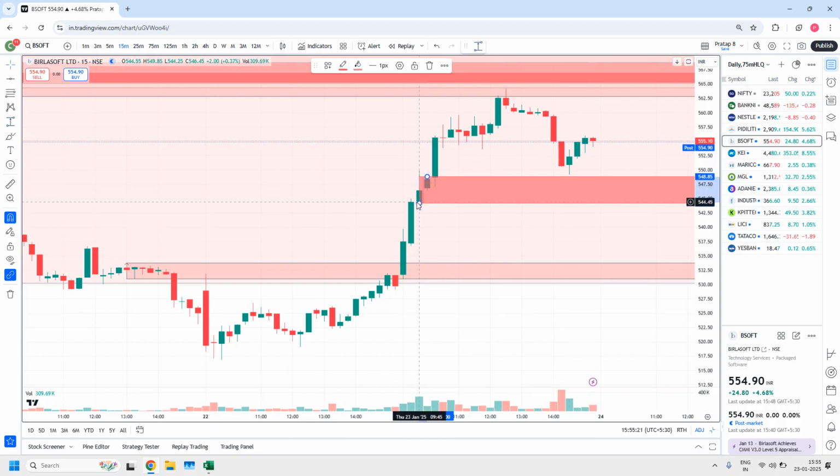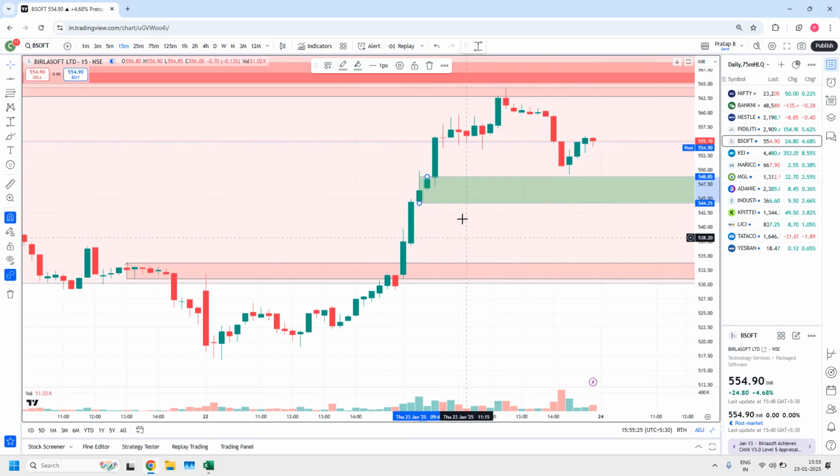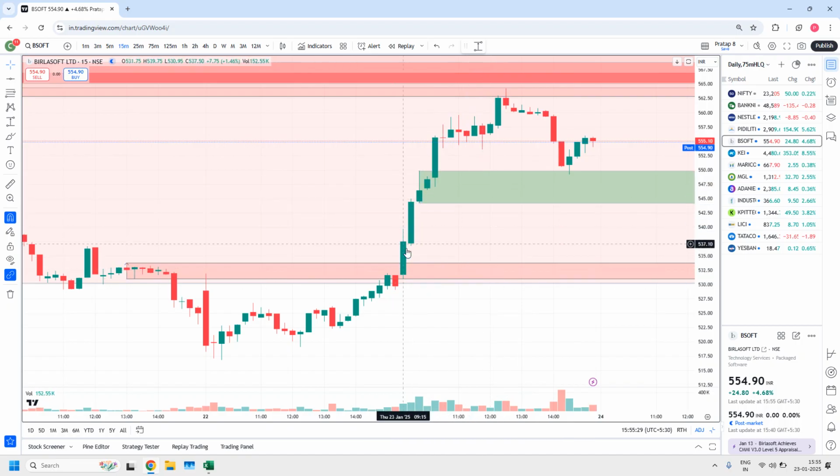You would have got a good profit today. Sorry, here. Rally, 2 base candles and rally. But narrowly we missed. So fine, that's okay.